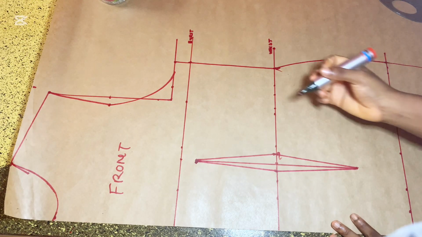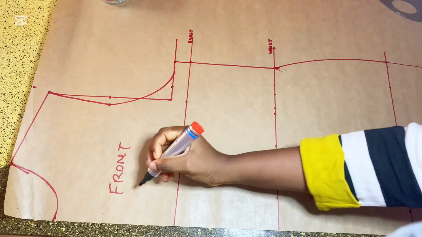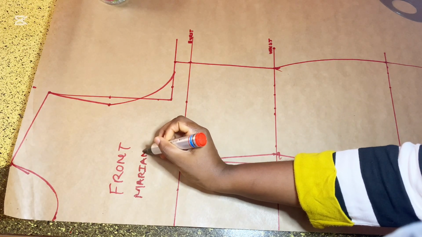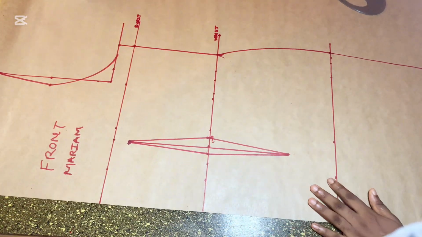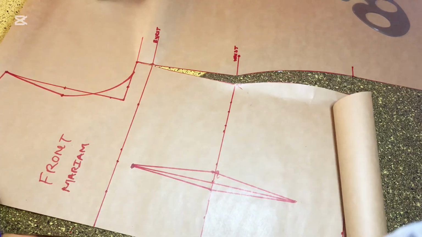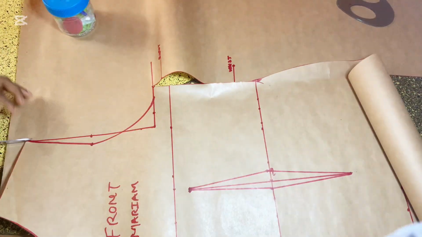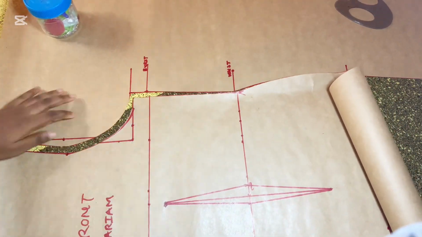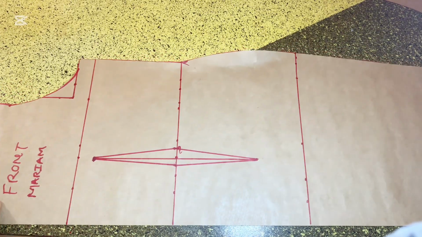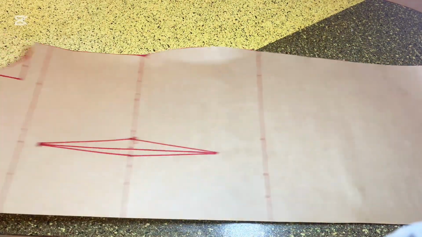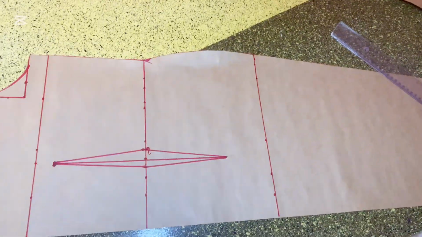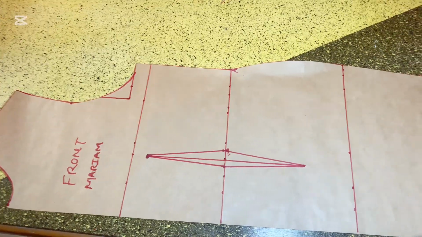This pattern is my basic bodice pattern, so I'll just go ahead to keep it. This is for the front. Then I'll go ahead to cut it out. This is how my front basic bodice pattern looks like. So I'll go ahead to cut the back.